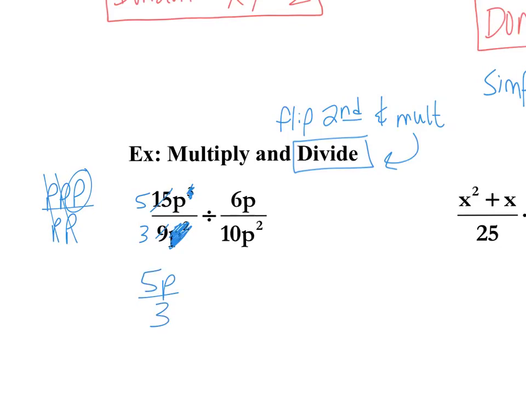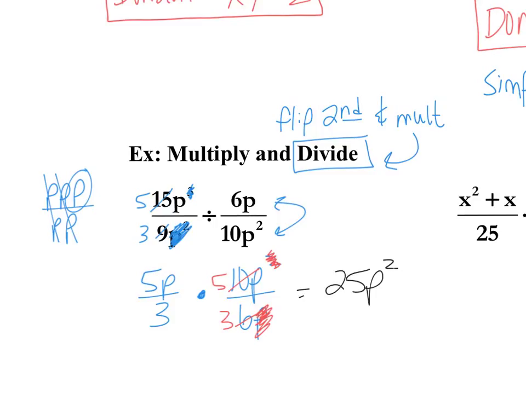That means 5p over 3 times, don't forget you have to flip this second fraction, 10p squared over 6p. And yeah, I know that can reduce a little bit too. So I know this p can cancel the 2 on the top and just leave us with 1. And 10 over 6, that can both be divided by 2. That's going to give me 5 and 3. So now what I do is I multiply straight across. 5 times 5 is 25, and there's 2 different p's on the top. So 25p squared. And then when I multiply across the bottom, I just have 3 times 3, which is 9.